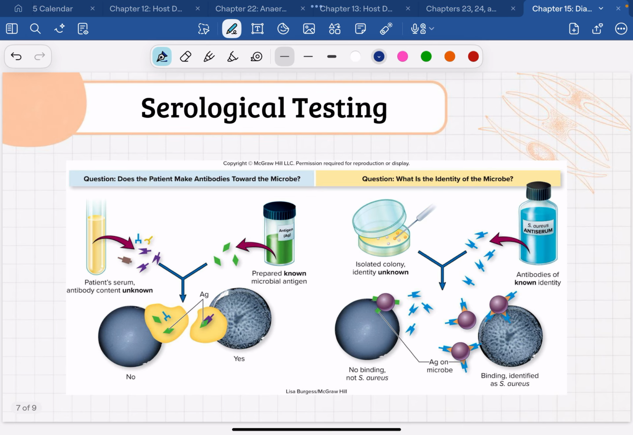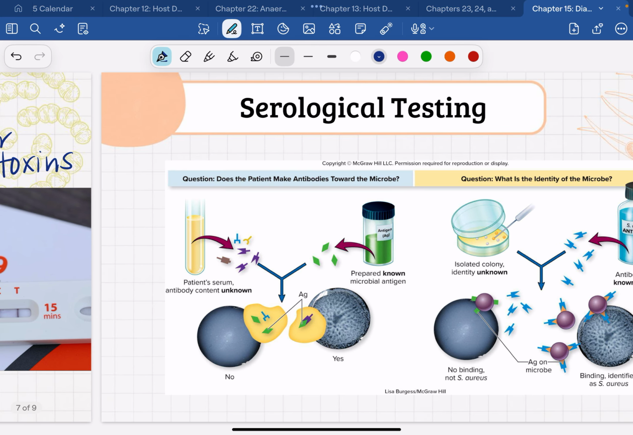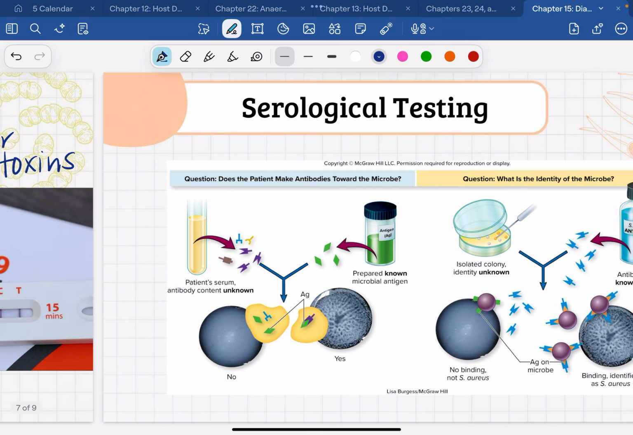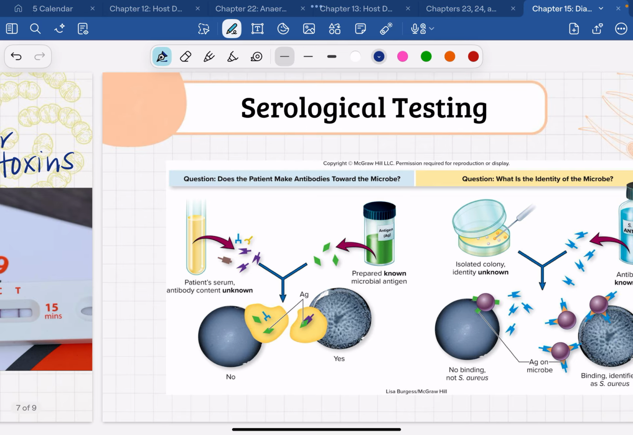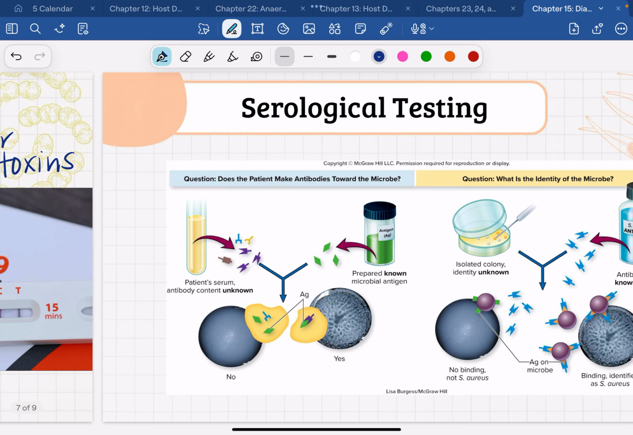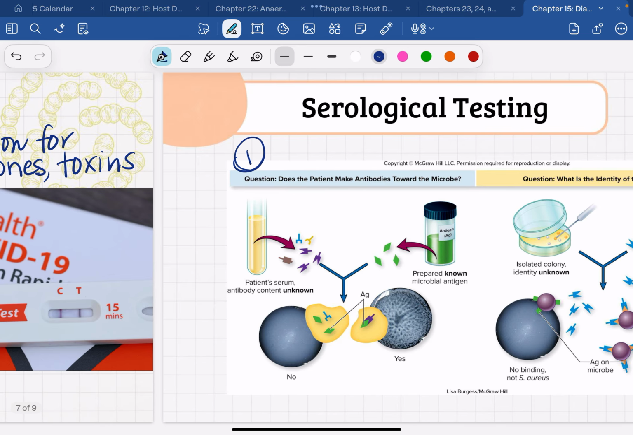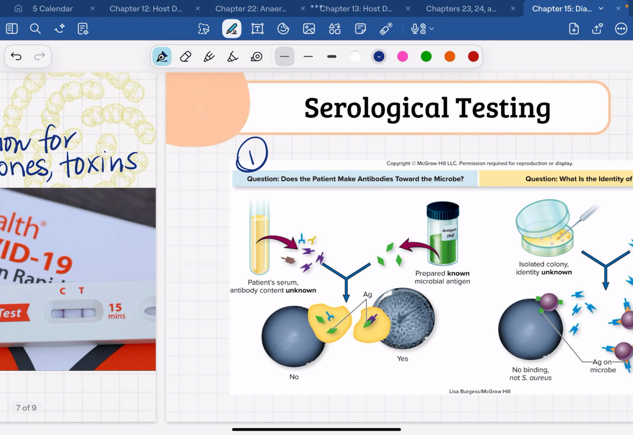All right, so there are 2 general ways that this can happen. Again, like it said on the previous couple of slides, you can either use antibodies to diagnose antigens, or you can use antigens to diagnose antibodies. So those are 2 different questions. In the first question over here, the question is, does this patient make antibodies? Okay, so in this case, our unknown is whether or not there are antibodies. So to test for whether there are antibodies, what we do is we add antigens.